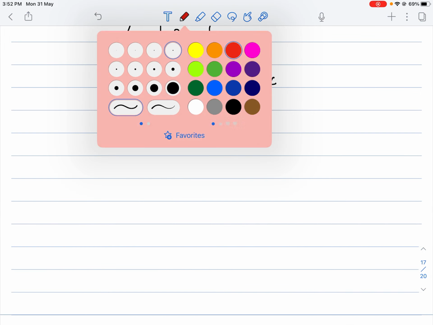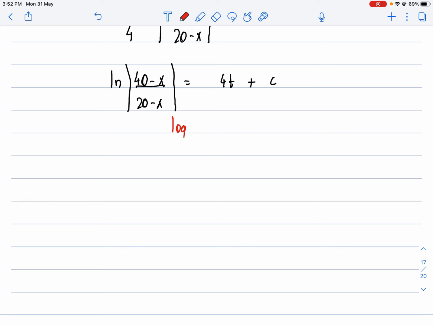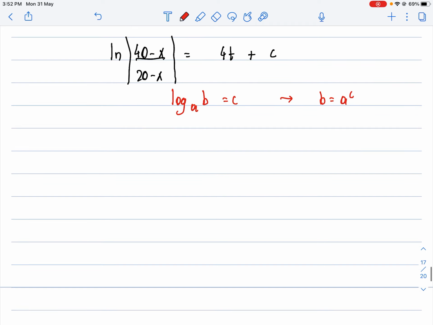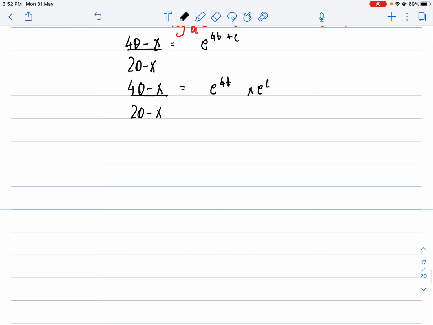Now another log property, a major log property which I can use is that log of b with the base a equals c can be written as b equals a raised to c. So now I can use this log property and write this as (40 - x)/(20 - x) equals, the base of ln is e, so e raised to 4t plus c, which can be written as (40 - x)/(20 - x) equals e^(4t) into e^c using normal indices.